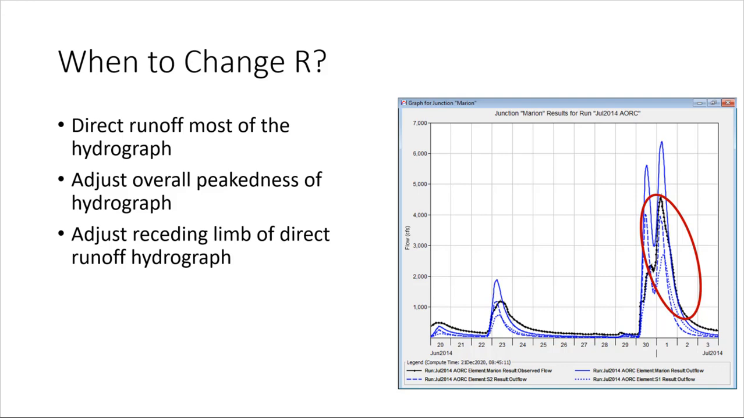Bear in mind that R and T sub c are related. If your values for R and T sub c head far in opposite directions from the initial estimates, then you might want to consider other kinds of adjustments. R is only going to have an impact if most of your hydrograph is generated by direct runoff. Otherwise, you will need to adjust Baseflow instead.